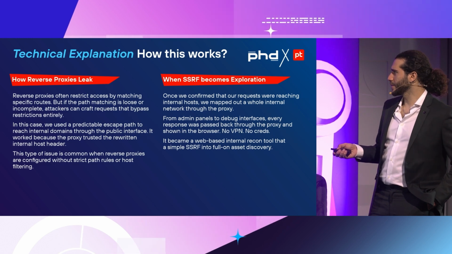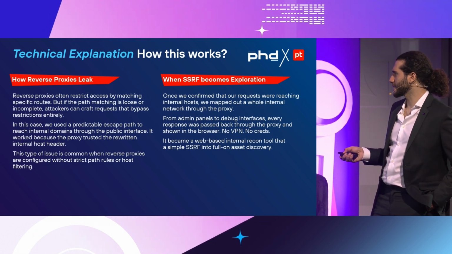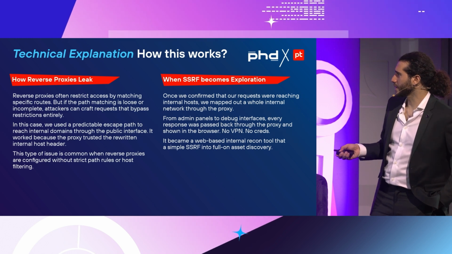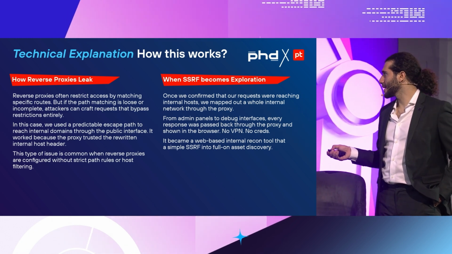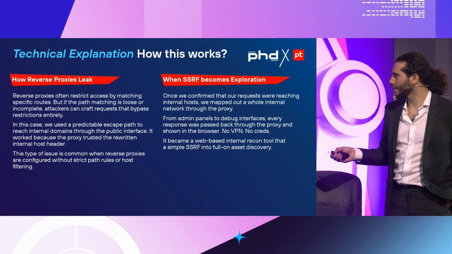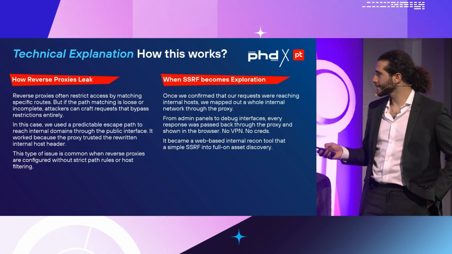So in this case, we used a predictable escape path to reach internal domains through the public interface. It worked because the proxy trusted the rewritten internal host header. It became a web-based internal recon tool, a simple SSRF turned into full-on asset discovery.